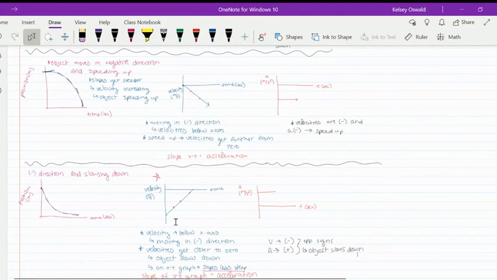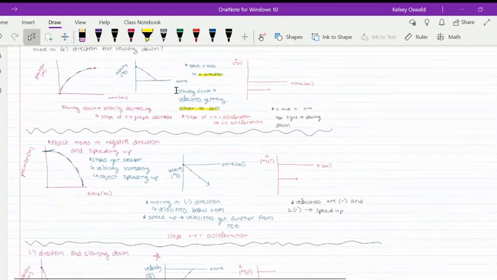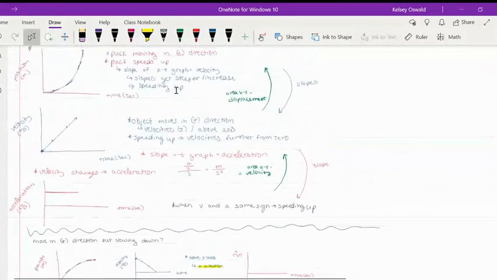So when you guys are doing these, you kind of need to ask yourselves 2 questions. First, am I moving in the positive or negative direction? Will my velocity time graph be above or below the x-axis? And second, am I speeding up? Will my velocities get further from 0, or am I slowing down? Will my velocities get closer to 0? And then remember, to find your acceleration, you're always just looking at the slope of your velocity time graph.